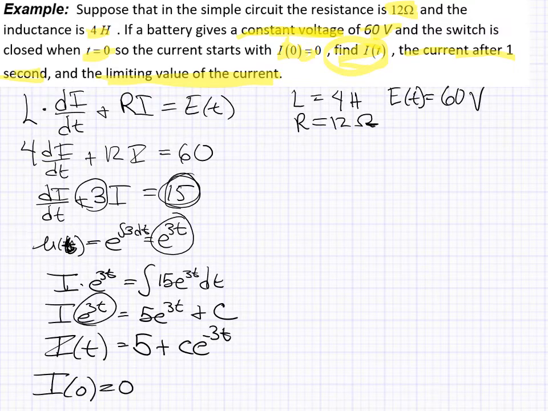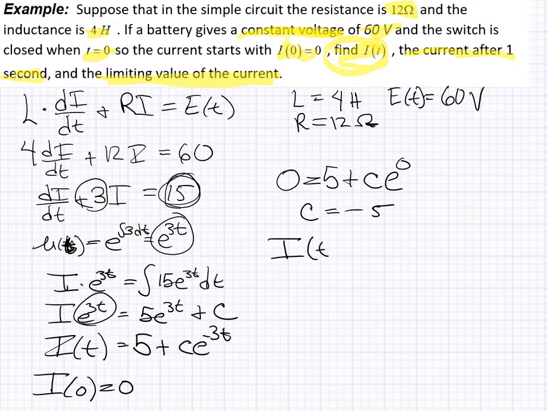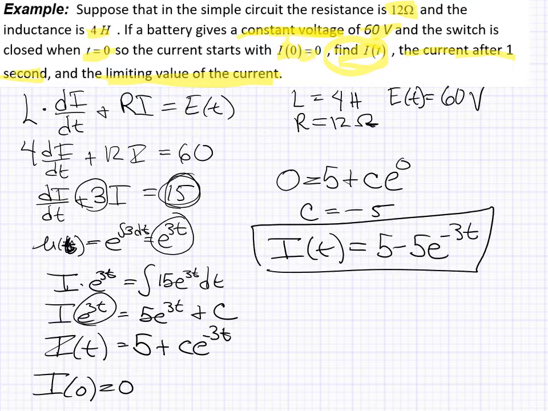It's the initial value. So if we plug that initial value in here, t equals 0, I of t equals 0. So we're going to get 0 equals 5 plus c e to the 0. So you see here easily that c equals negative 5. So my I of t current function for this particular situation is going to be 5 minus 5e to the negative 3t. Okay, so there is your current function. That was the first part of this question.